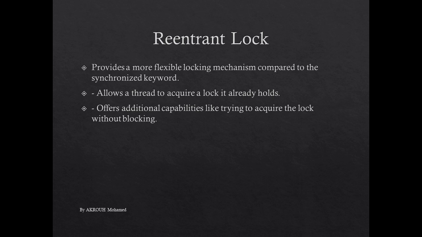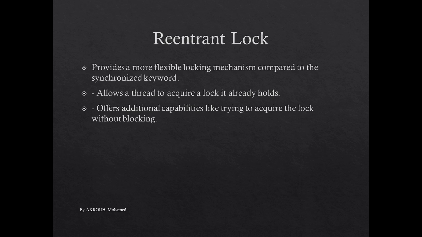Java's synchronization mechanism is reentrant, meaning a thread can acquire a lock it already holds. The reentrant lock class provides a more flexible locking mechanism compared to the synchronized keyword. By using reentrant lock, you can have more control over the locking process, such as attempting to acquire the lock without blocking or responding to interruptions while waiting for the lock.